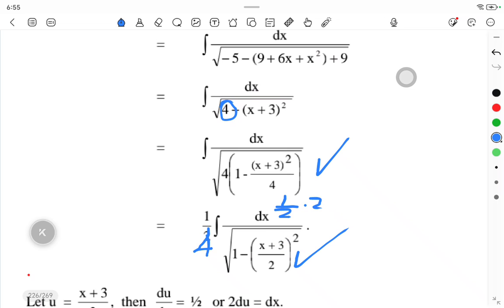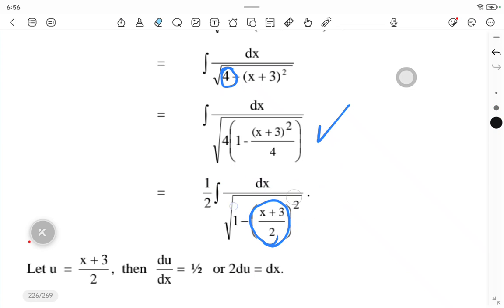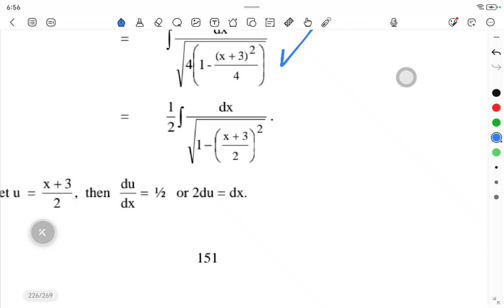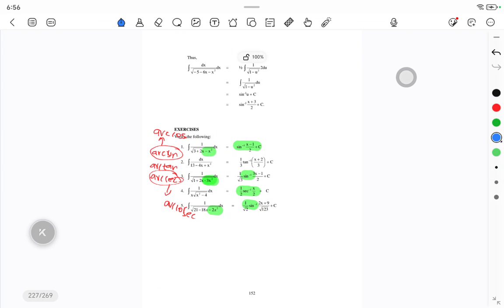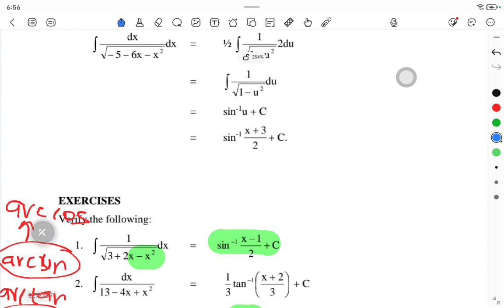Now, this one will come and multiply by 1 over 4. We get 1 over 2. Then we ignore this 1 over 2 up here. Then we just take the arcsec of this without using U substitution. You see, right? So the solution here is going to be the arc sine of x plus 3 over 2 plus c. I'm sure we see this, right?